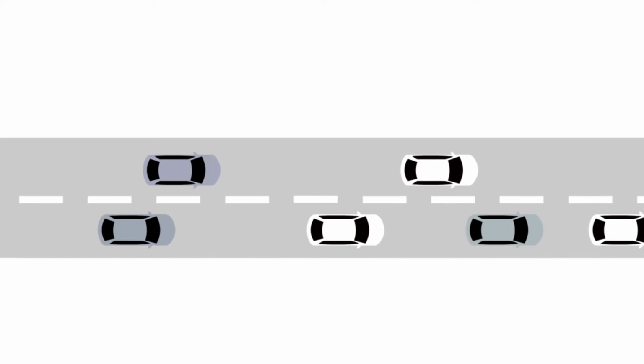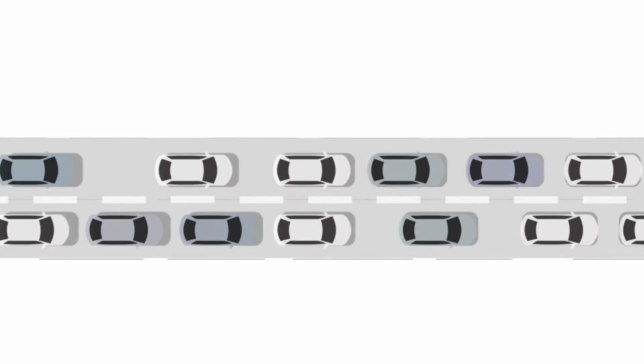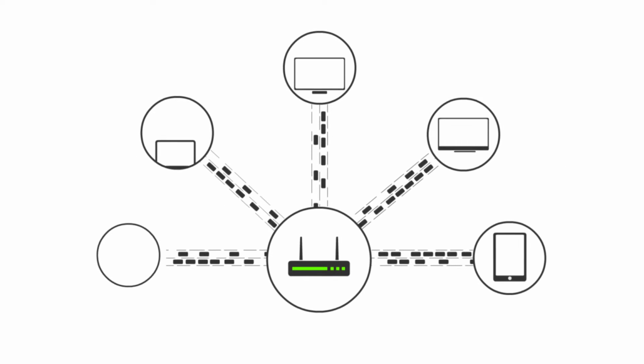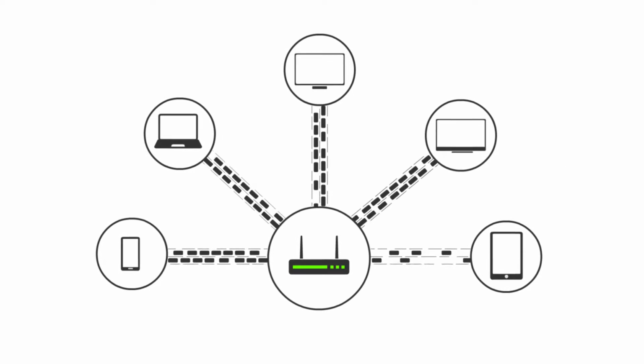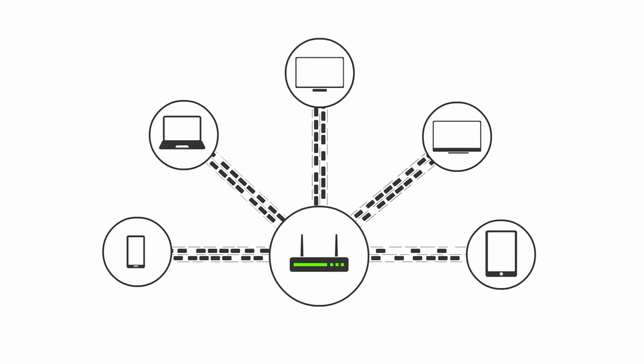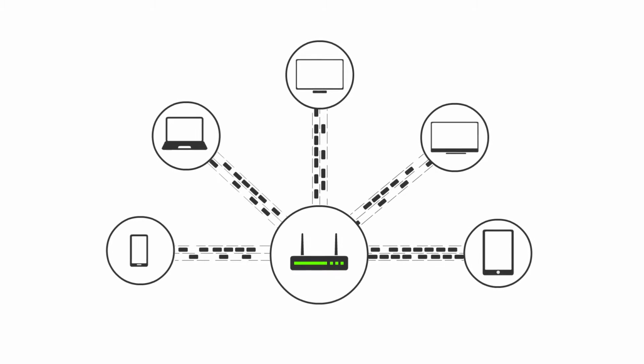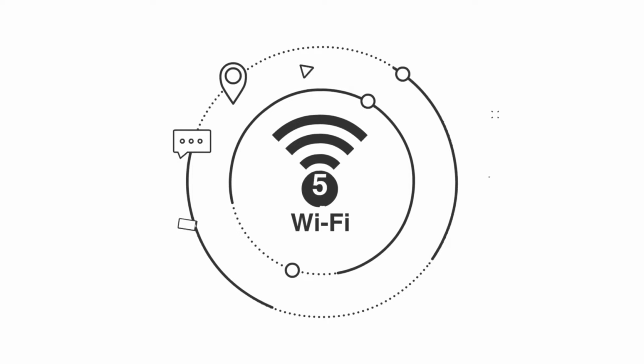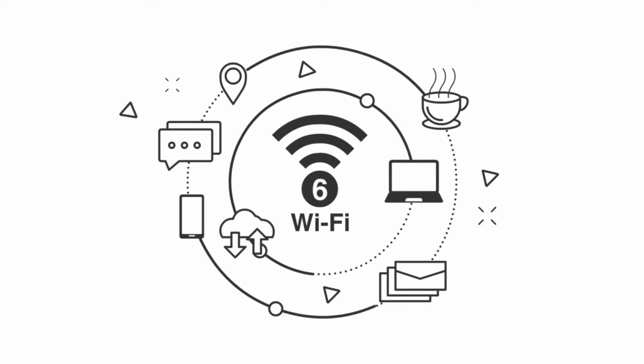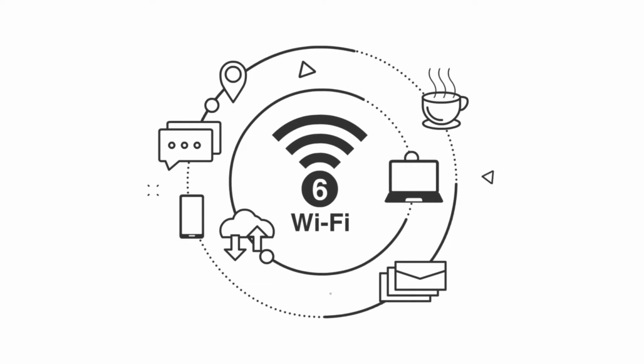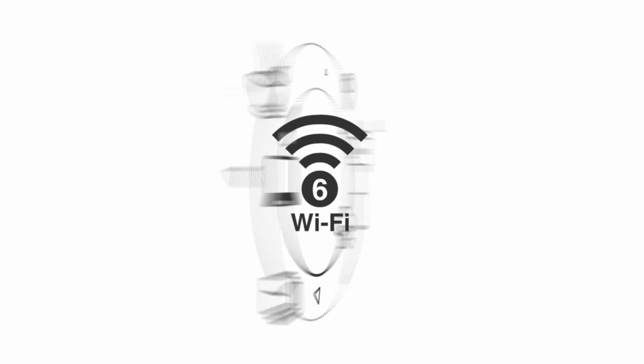Similar to traffic congestion, as users continue introducing more devices to their home and office networks, we begin to experience greater network congestion that can slow down Wi-Fi speeds and available bandwidth per device. Introducing Wi-Fi 6, enabling Wi-Fi networks to support hundreds of client devices with gigabit speeds.